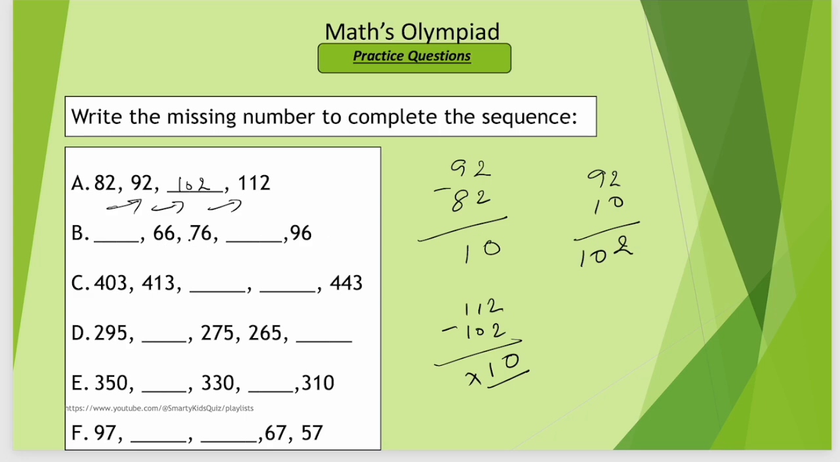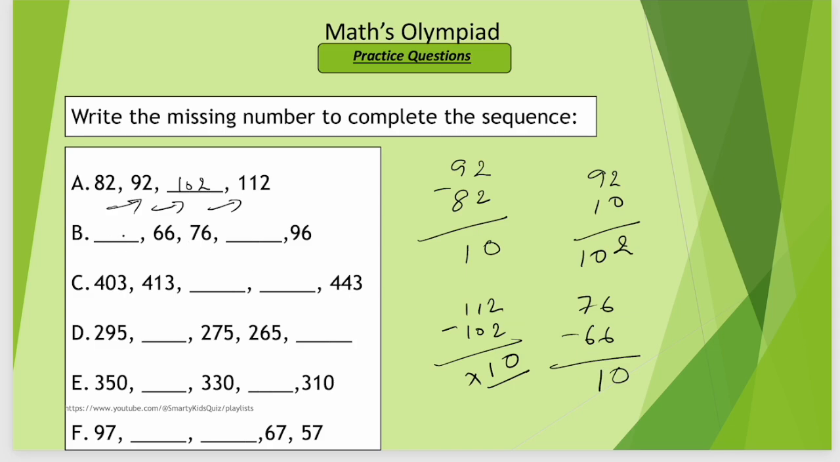See from 66 to 76, how many numbers? Same, we have to do minus here. 76, write the next number 66, do minus. 6 minus 6, 0. 7 minus 6, 1. It is increased by 10. Right? From here to here increased by 10.